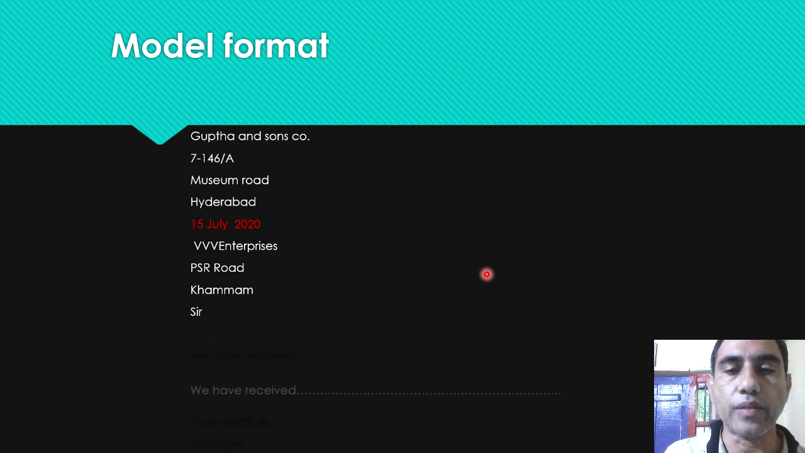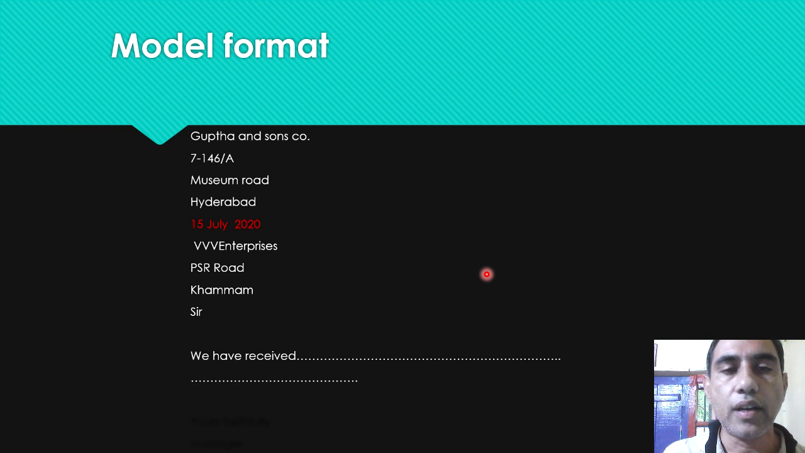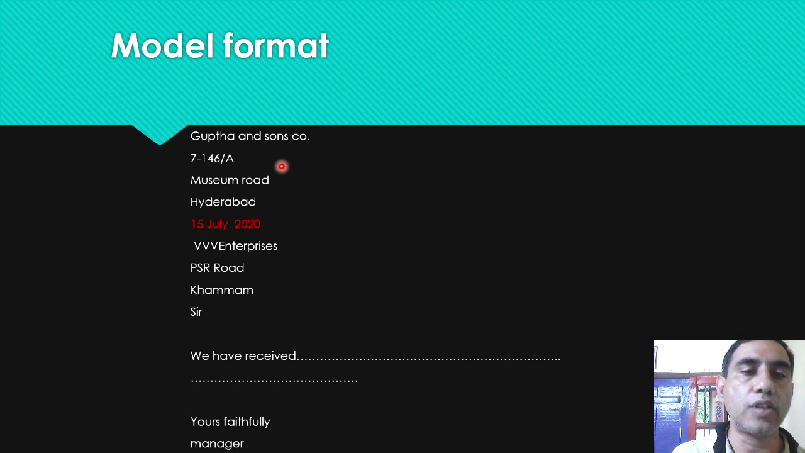Next, the body of the letter: We have received dash dash dash dash. It is followed by yours faithfully, the leave taking, and then the signature, Manager. Look, children, the complete from address, date, to address, salutation, body of the letter, leave taking, signature, everything begins from the left side of the page. That is a very important point to note down.